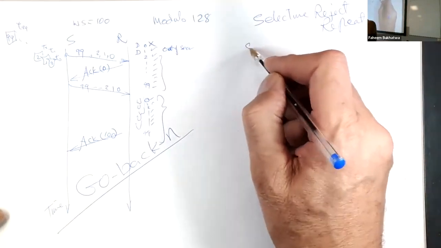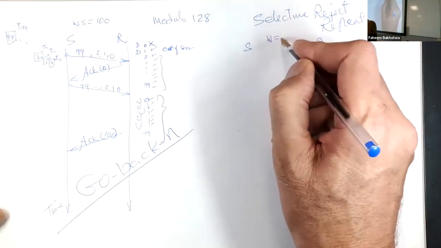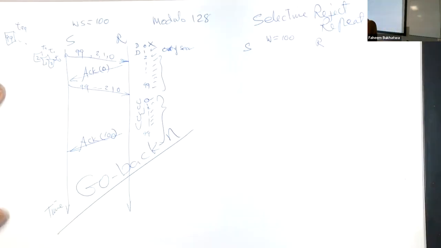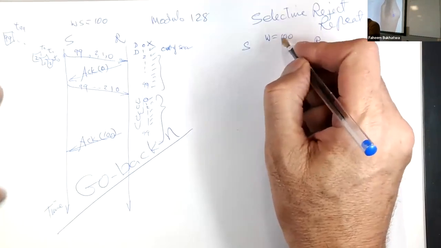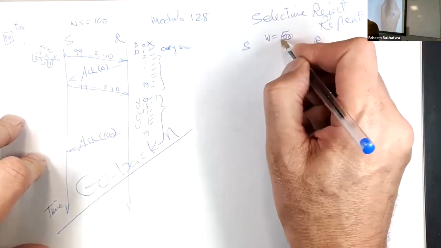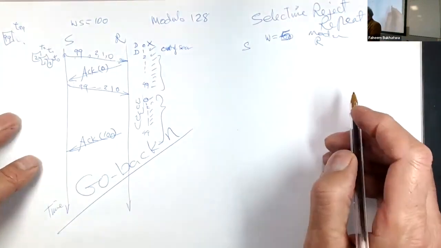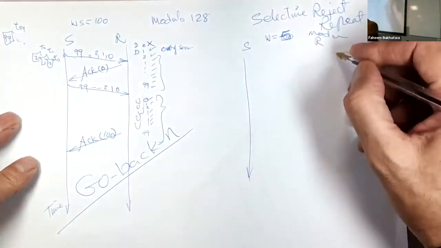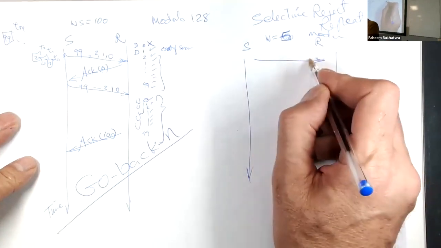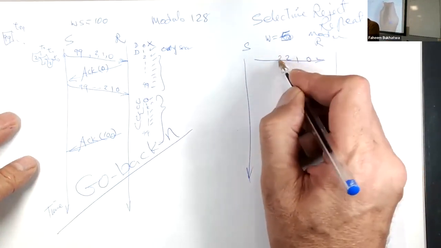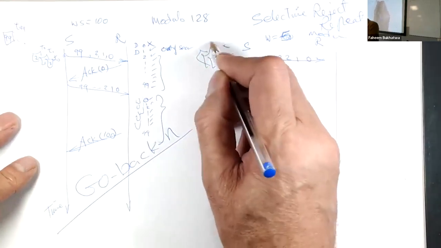Okay, so let's do it again. Sender and receiver. No, let me give you an example. Let's go back to window size 5, and modulo 8, just to understand how selective repeat or selective reject works. And this is time, just to make it a little bit easier. So with window size 5, this guy sends 5 frames, 0, 1, 2, 3, and 4, and keeps copies of those frames, and starts timers, right?